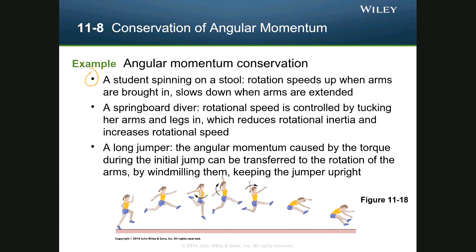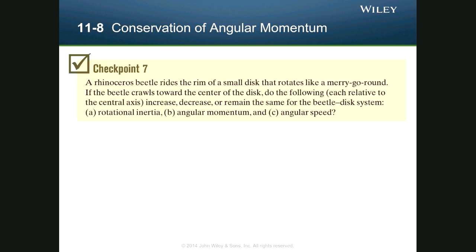And the long jumper one, let's see. The angular momentum caused by the torque during the initial jump can be transferred to the rotation of the arms by windmilling them, keeping the jumper upright. Okay, that's a lot more motion than I'm used to. So any of you who are into the long jump or track and field, you can look at that one. But of course, we will have another checkpoint to look at this conservation.